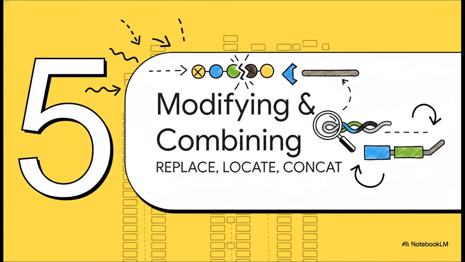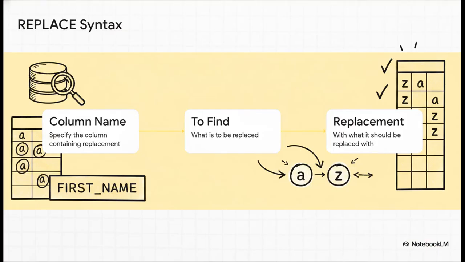Section 5, modifying and combining strings, replace, locate, and concat. In this active category, we're no longer just observing or extracting data. We are actively altering existing characters and bringing multiple separate columns together into one unified view. Let's look at the replace function syntax. It uses 3 simple steps.